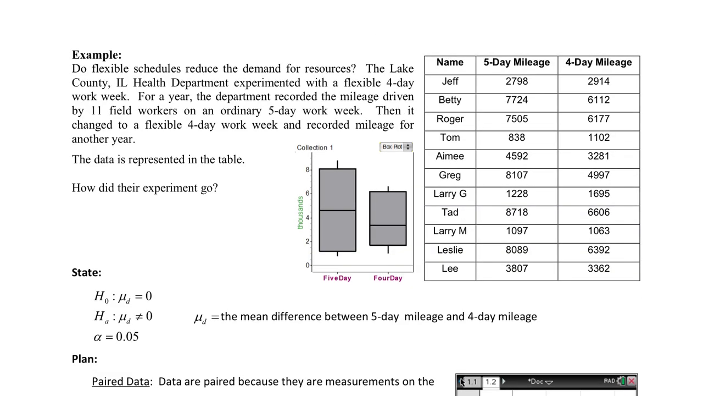Let's look at our example here. We've got an experiment with flexible schedules, to see if people worked well under a 4-day week versus a 5-day week. I think they're trying to reduce the mileage driven by field workers, to see if that's a way they could reduce mileage and save some costs. We can see they compared each person. These are all the people driving in the field, and they gave each of them a 5-day week and then a 4-day week. They tried to see if there was a difference in their mileage.